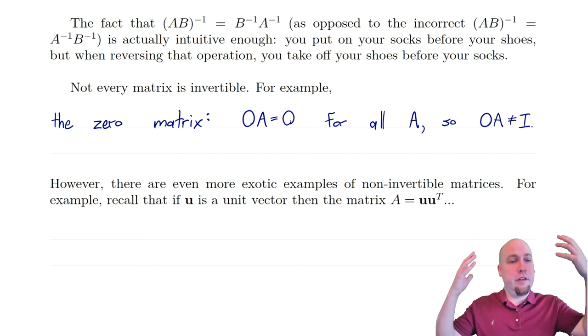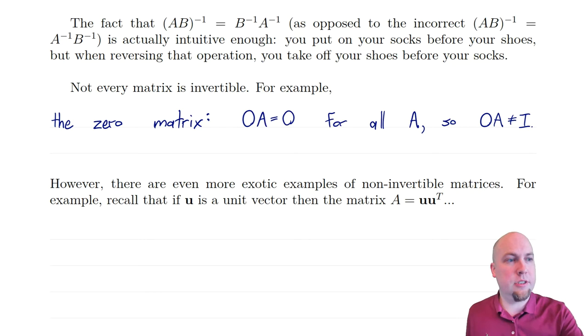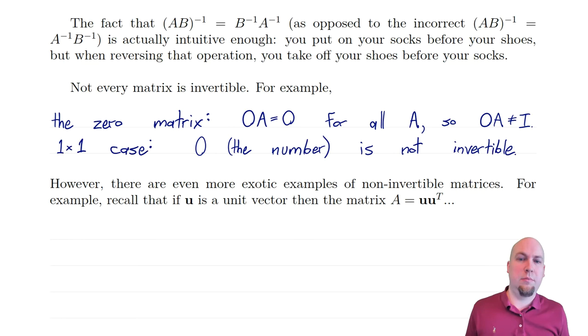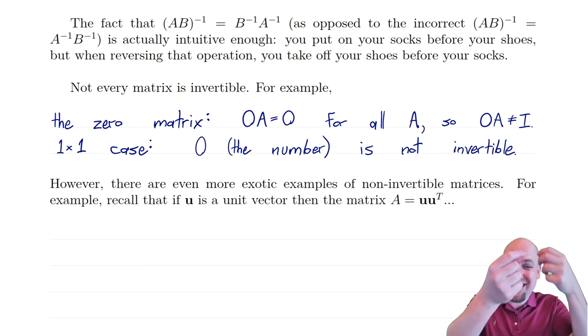Okay, so certainly you're never gonna be able to find a matrix A such that zero times A is the identity matrix, okay? That's what you need for zero to be invertible, right? You need zero times something is the identity. Never gonna happen because zero times anything is always zero. All right, so the zero matrix is never invertible. And in the 1x1 case, this is just the usual fact that the number zero is not invertible. You can't divide by zero. So that's all that's happening there.